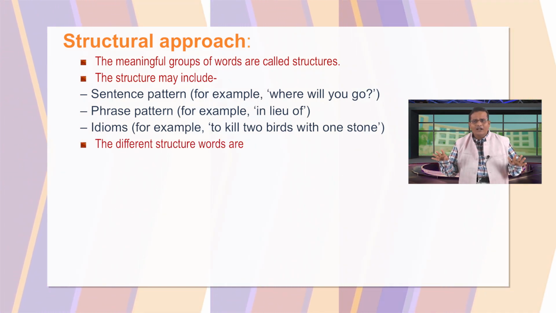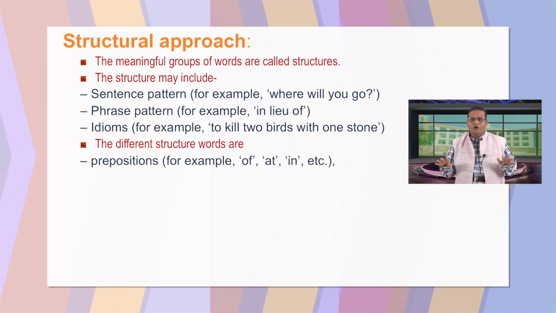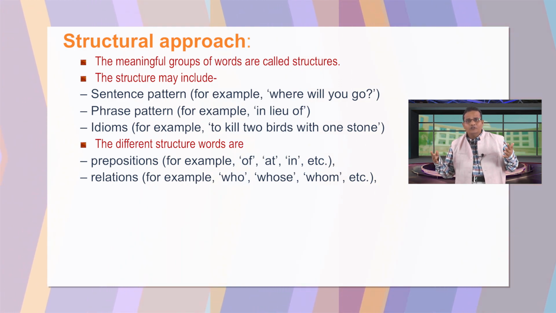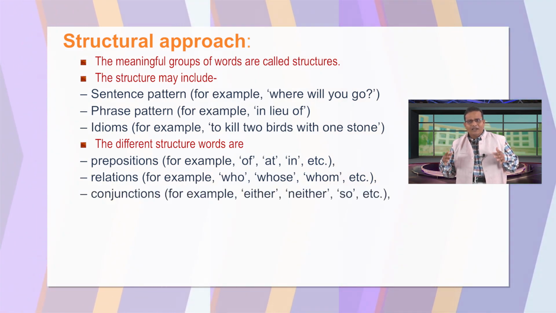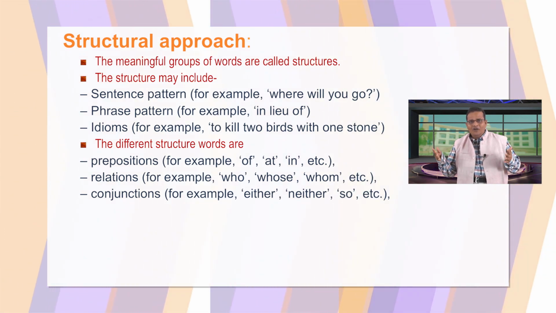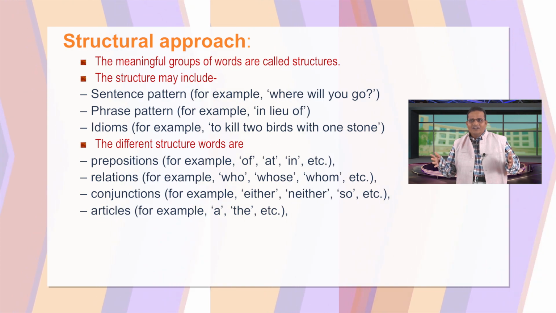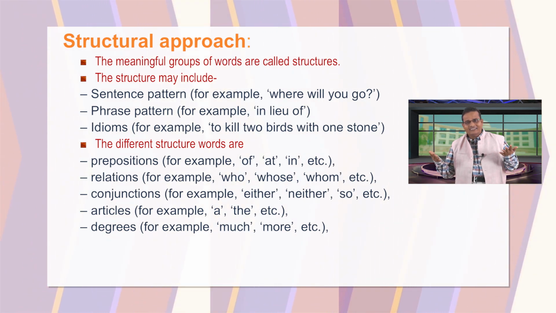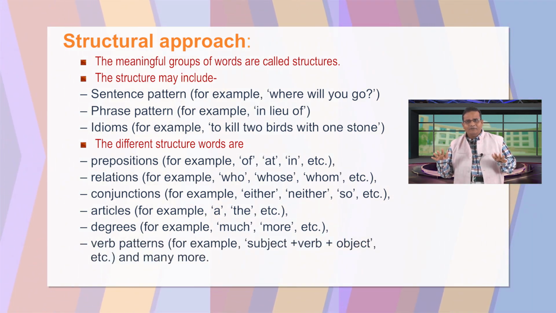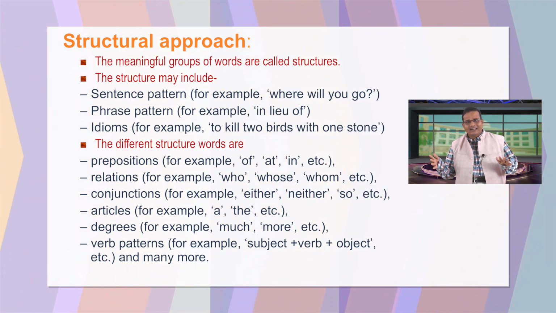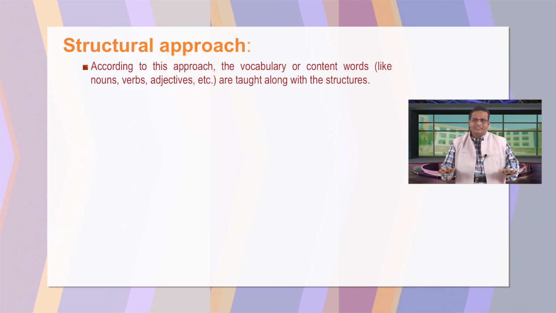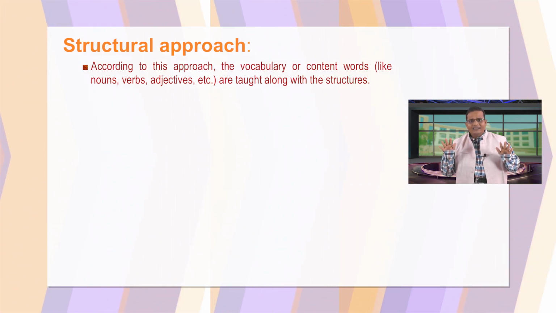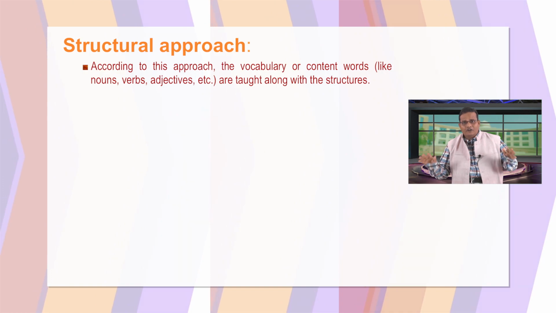The different structure words are prepositions, for example, of, at, in, etc. Relatives, for example, who, whose, whom, etc. Conjunctions, for example, either, neither, so, etc. Articles, for example, a, the, etc. Degrees, for example, much, more, etc. Verb patterns, for example, subject plus verb plus object, etc. and many more. According to this approach, the vocabulary or content words like nouns, verbs, adjective, etc. are taught along with structures.